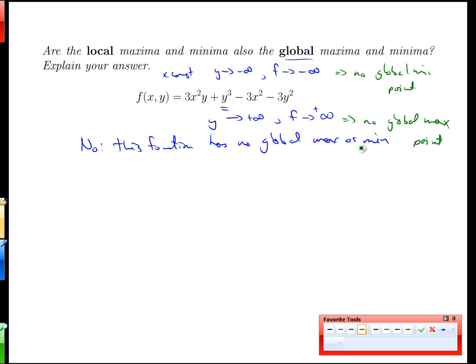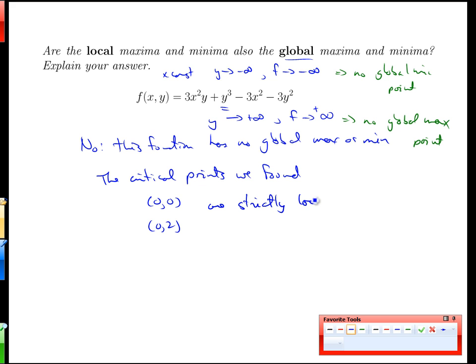And so this function does not have a global max and min. The critical points we found earlier are strictly local extrema. And the ones that we found, (0, 0) and (0, 2), are strictly local extrema.